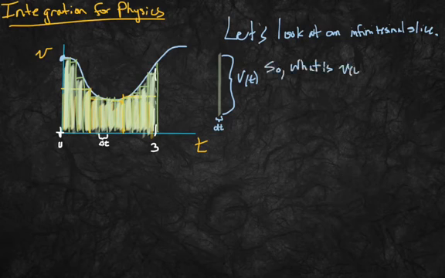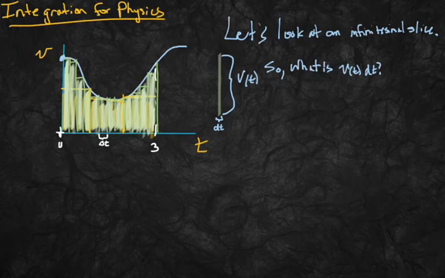So, what is v of t dt? What does that represent? It represents the area, but what does the area of a VT rectangle represent? The displacement. And so if we have a dt right here, then this whole area, dt times v of t, is our infinitesimally small displacement.